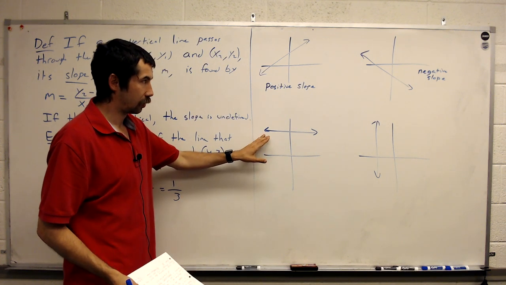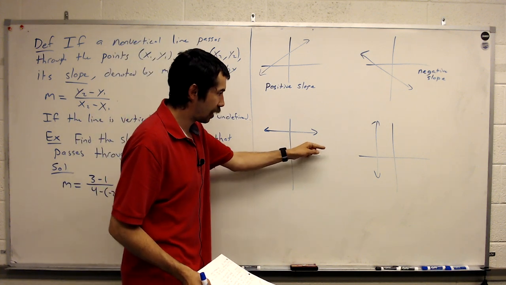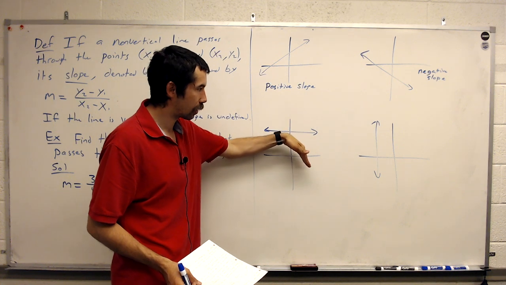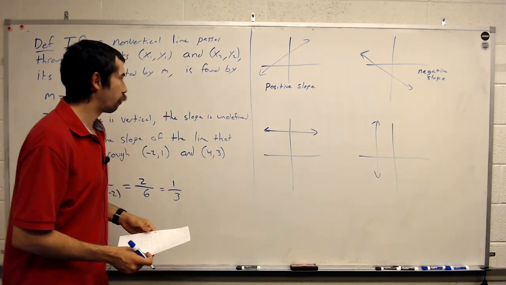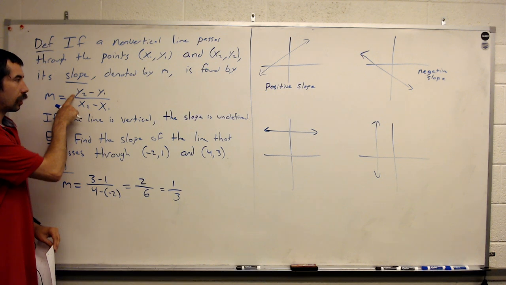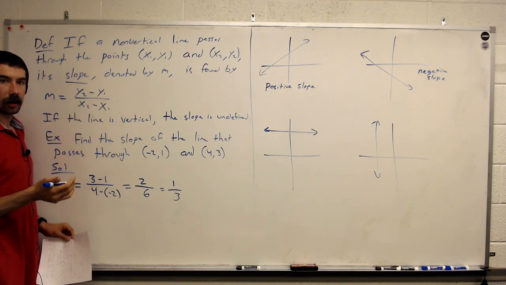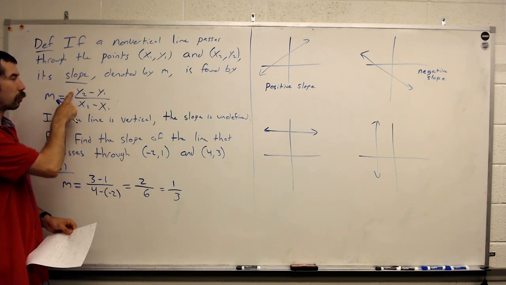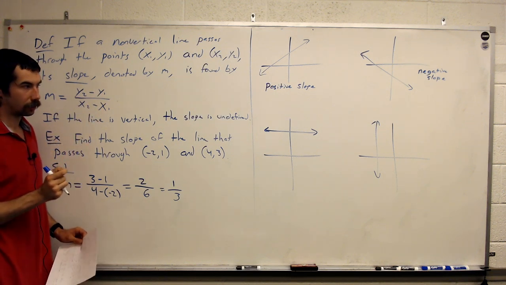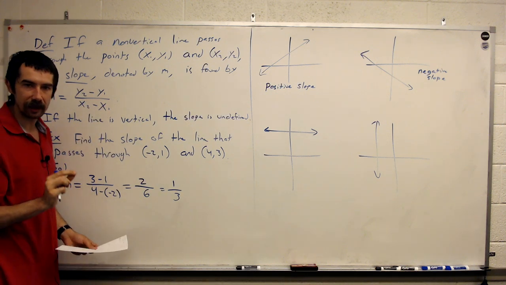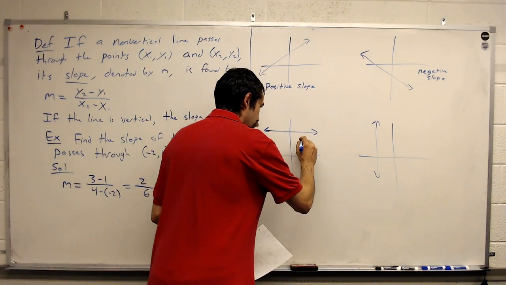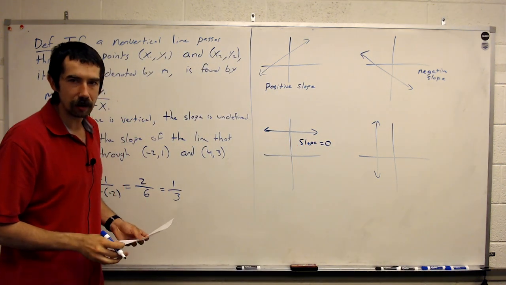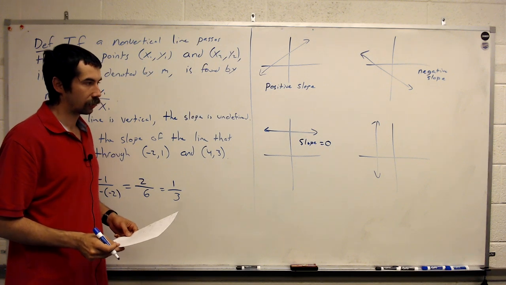In this graph, as x increases, y stays the same, right? It doesn't go up, it doesn't go down. It stays the same. So if we look at our formula for the slope, these two numbers are going to be equal. Maybe they're both 3. Our numerator would be 3 minus 3, which is 0. 0 over anything is 0. The slope is 0 if you have a horizontal line.